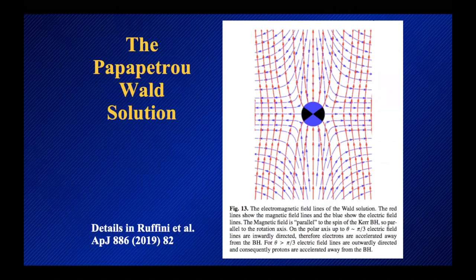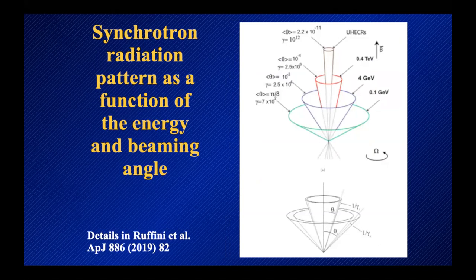And it's not stationary, it is aligned with the magnetic field and has an electrodynamic, though the total charge of the system is zero, the acceleration processes are such that we can extract the rotational energy of the black hole.